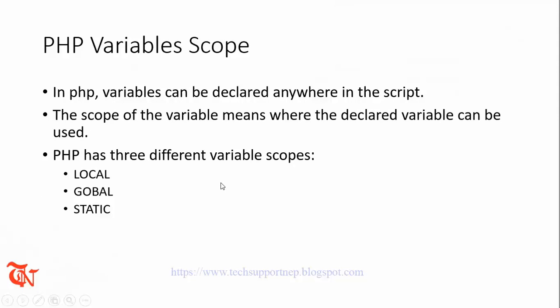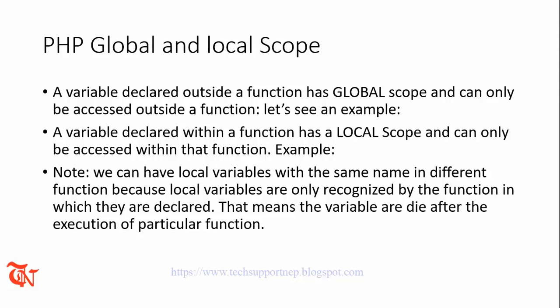Now what is PHP variable scope? In PHP, a variable can be declared anywhere in the script. The scope of a variable means where the declared variable can be used. PHP has three different variable scopes: local, global and static. PHP global and local scope. A variable declared outside a function has global scope and can only be accessed outside the function. Let's see an example.